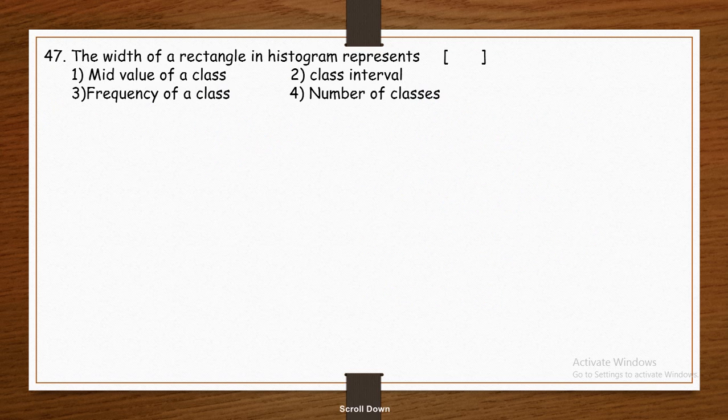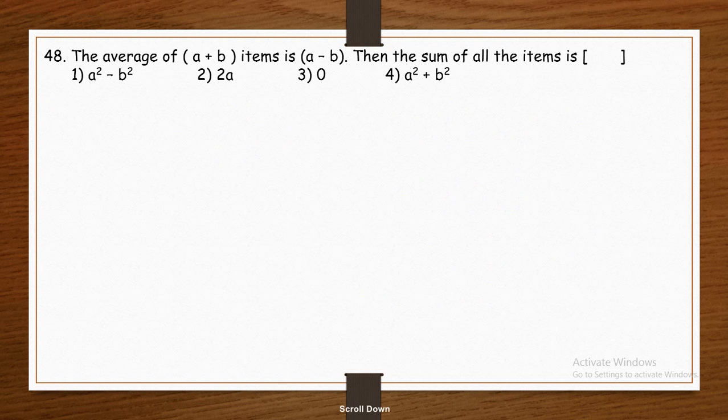Next, moving on to question number 47. The width of the rectangle in a histogram represents the width. So in a histogram the width will be constant. So if width is constant, that means in our problems we are considering the class intervals as a specific length. So that's why the class interval represents the width of the histogram, right? Next, moving on to next question.